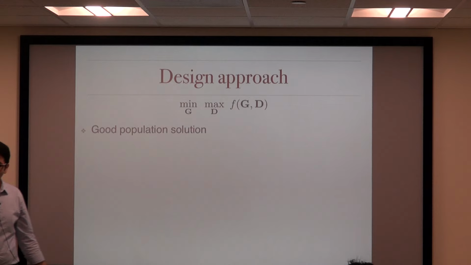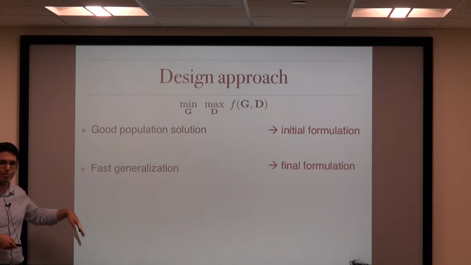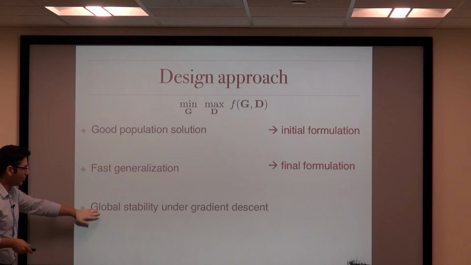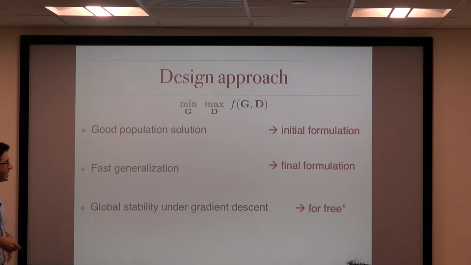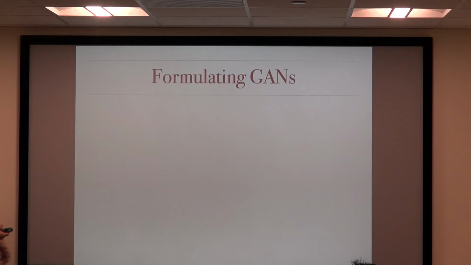So this is going to be your initial formulation. We don't worry about statistical properties of this. Then reality will kick in and we'll think about the number of samples that we have in practice, and then maybe we'll modify this initial formulation in order to address that issue as well. And the last issue is the convergence and computational stability of GANs, and we are going to see if, at least in this case, you have a good formulation that addresses these two points, we are lucky and we get this for free.